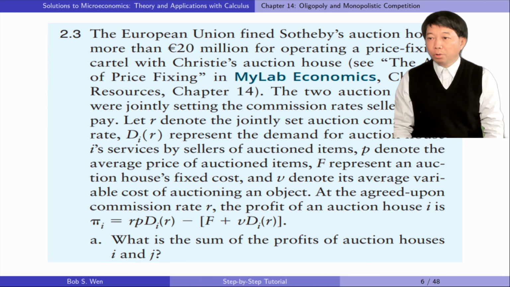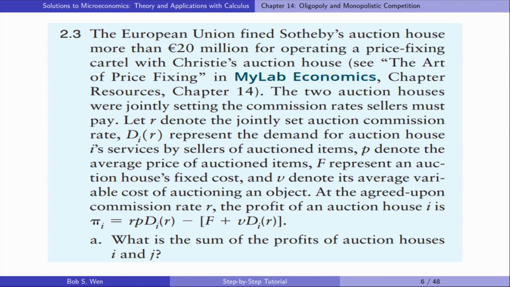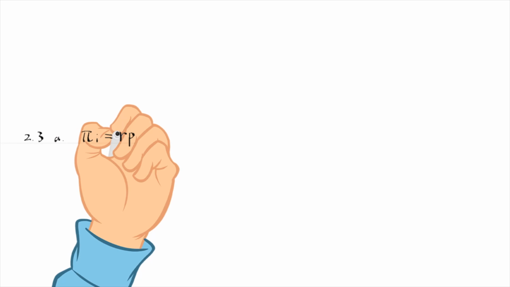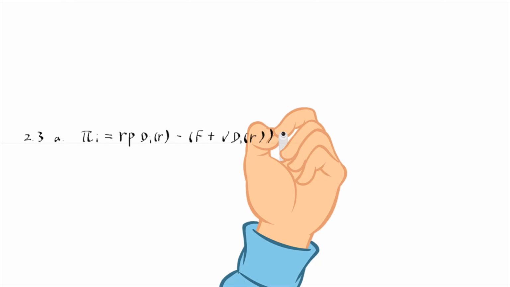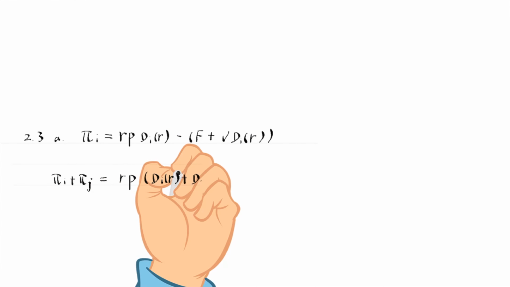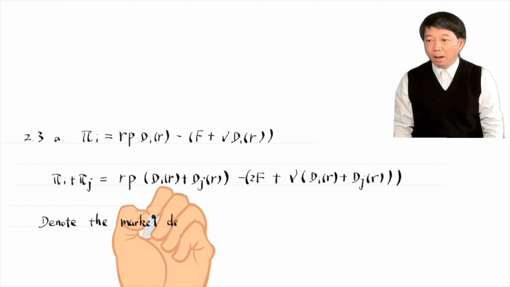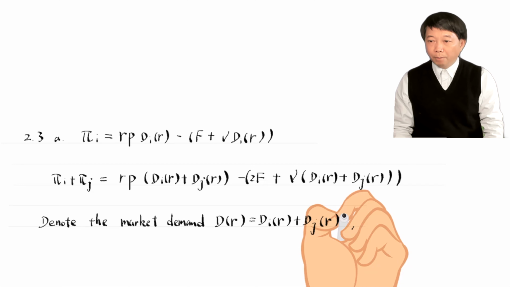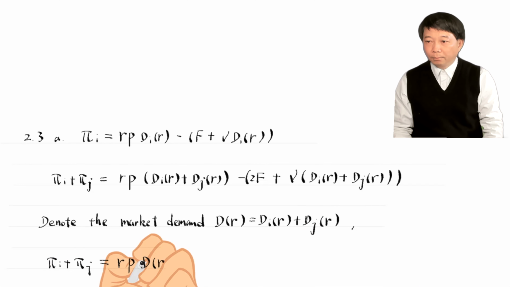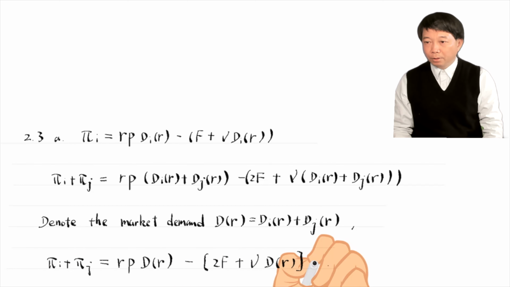Let's answer exercise 2.3. We know the expression of the profit of an auction house. In part A, what is the sum of the profits of auction houses I and J? Denote the market demand as the sum of the two firms' demand, and we can obtain the total profit.